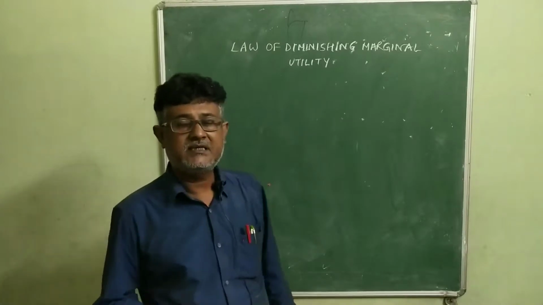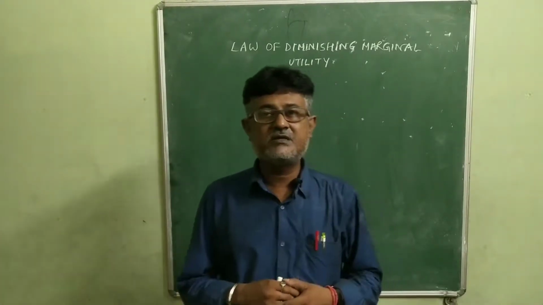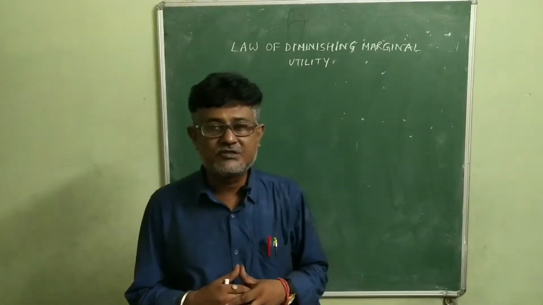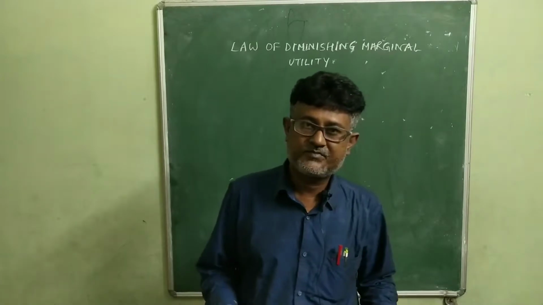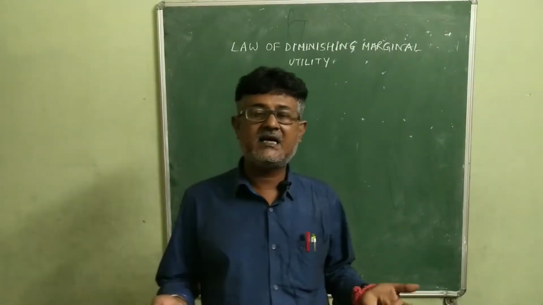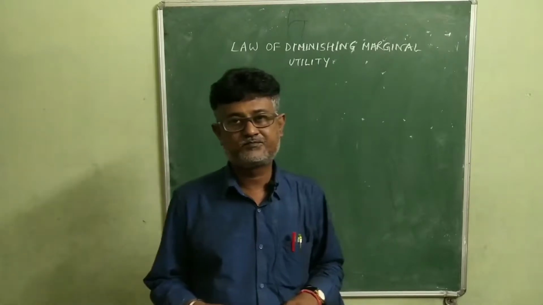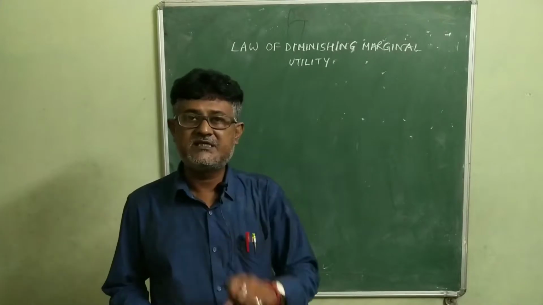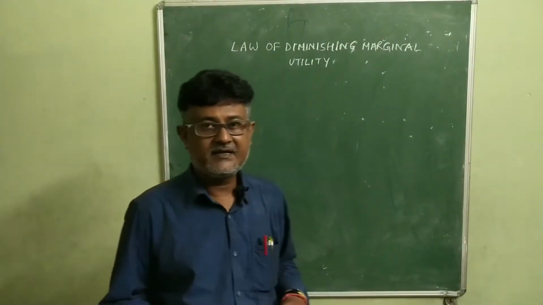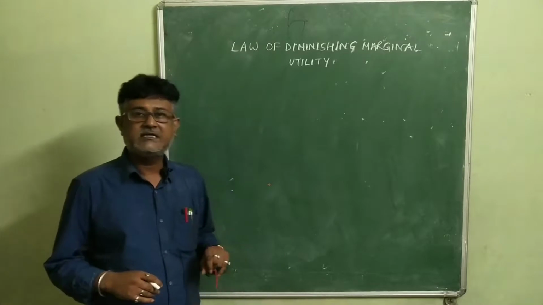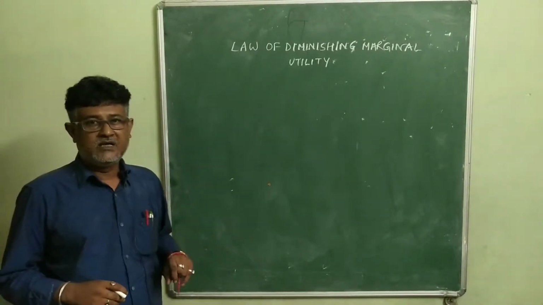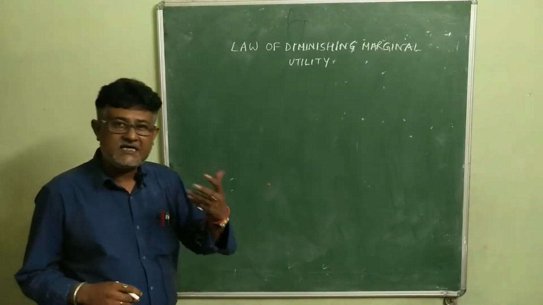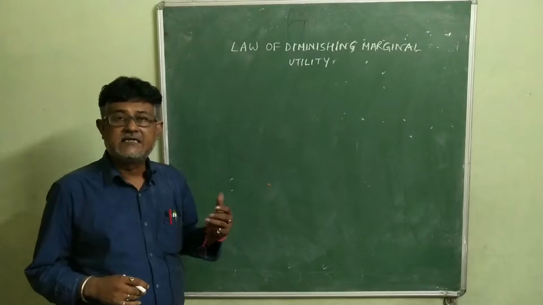You must remember that the concept of the law of diminishing marginal utility was originally formulated by H.H. Gossen, a German economist, and thereafter it was further elaborated by Alfred Marshall. According to Alfred Marshall, the law of diminishing marginal utility states that as the amount of a commodity consumed increases, other things remaining the same, the utility derived from the additional unit of the commodity diminishes.